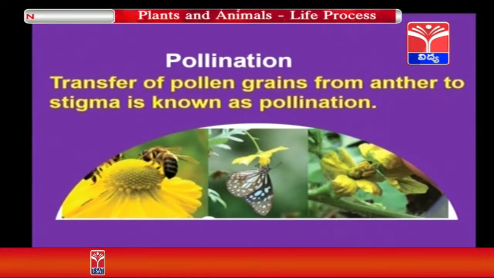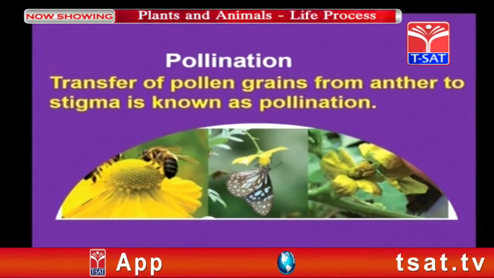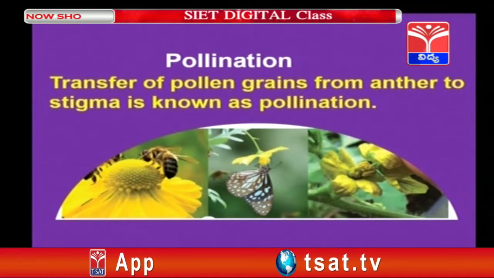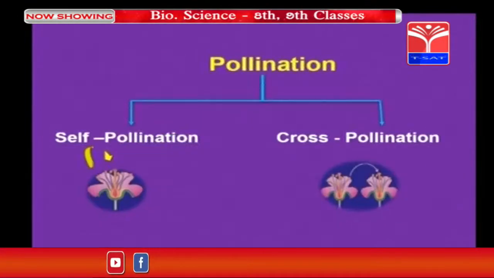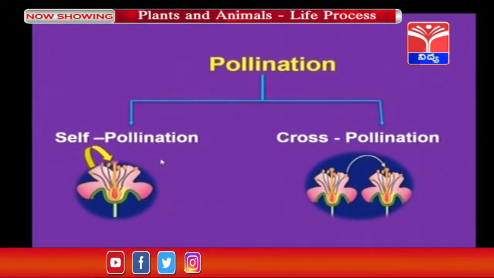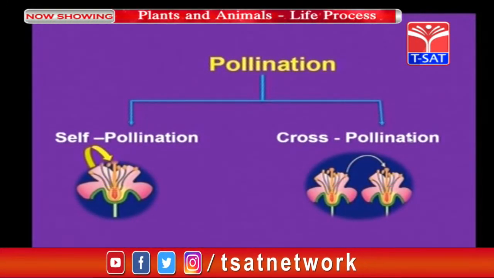They help in pollination. Transfer of pollen grains from anther to stigma is known as pollination. Pollination can be carried out by insects, wind, water, etc. Pollination is of two types: self-pollination and cross-pollination.